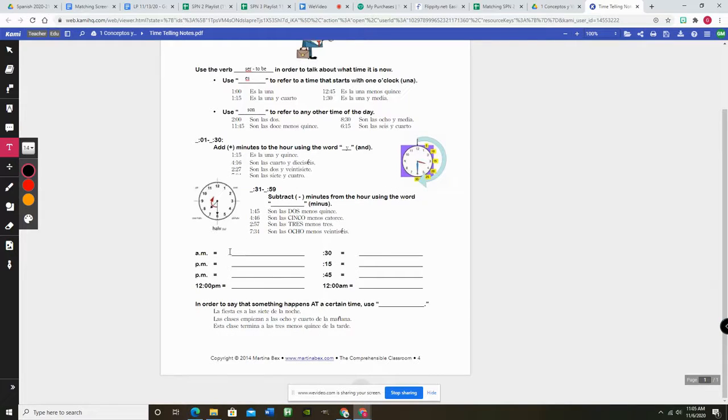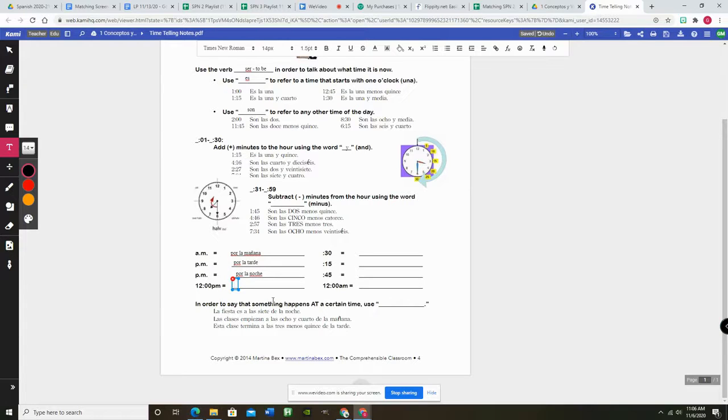Some vocabulary you're going to need. If you want to say in the morning, there's a couple ways to say it. You could say en la mañana or por la mañana. I'll put por la mañana. You want to say in the afternoon, por la tarde. You want to say at night, por la noche. You can go ahead and repeat after me: por la mañana, por la tarde, por la noche.